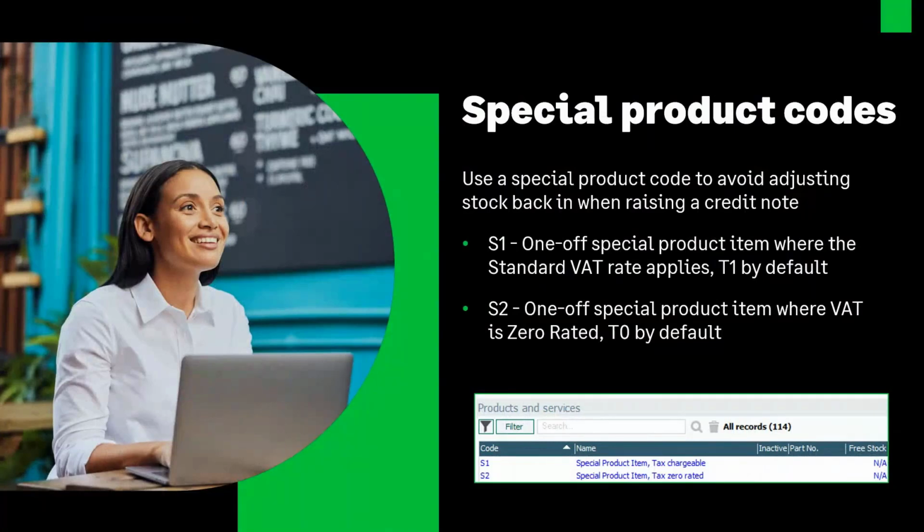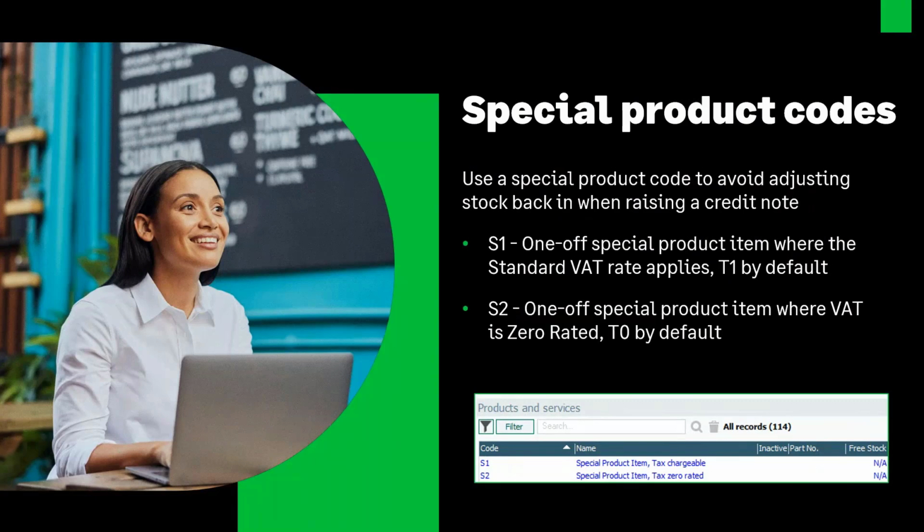So we've looked at creating a credit note, which will allow you to adjust that stock back in. But what if you need to raise a credit note and you don't want to adjust that stock back in? For example, you've got goods which have been damaged in transit and you've agreed to refund the customer. This is where you can use the special product codes. There are two options using the special product codes depending on the tax rating. One is zero rated, the other is chargeable.